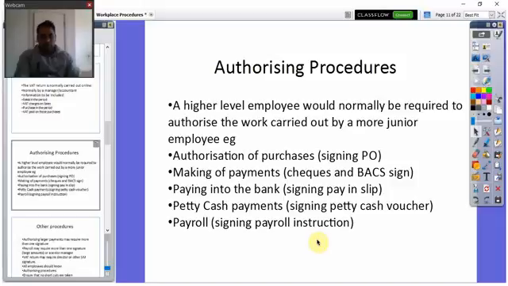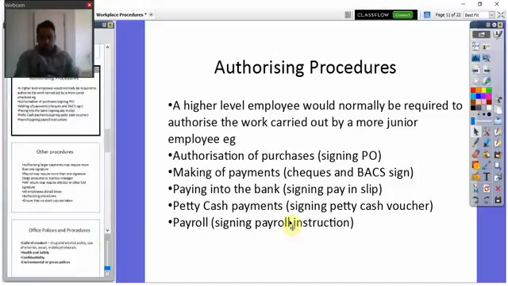So authorisation of purchases, signing of purchases, is done by a senior manager. Making payments, e.g. signing of cheques, is done by the senior manager. Paying into the bank, signing the paying-in slip, is not done by a senior manager. Petty cash payments, signing the petty cash voucher, is normally done by a senior manager. Payroll signing and payroll instruction is normally done by a very senior manager, because it involves large amounts of money compared to the other expenses of the business.